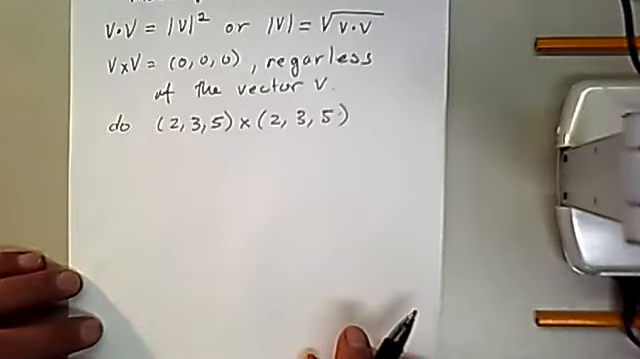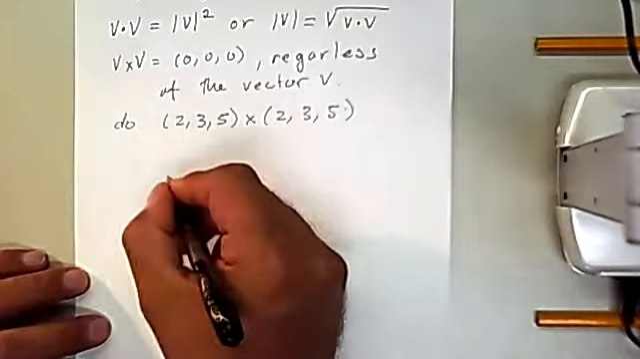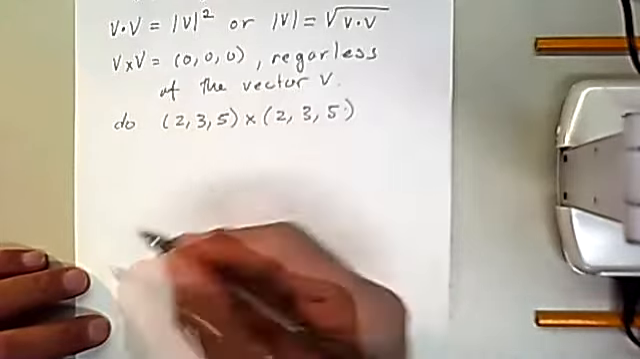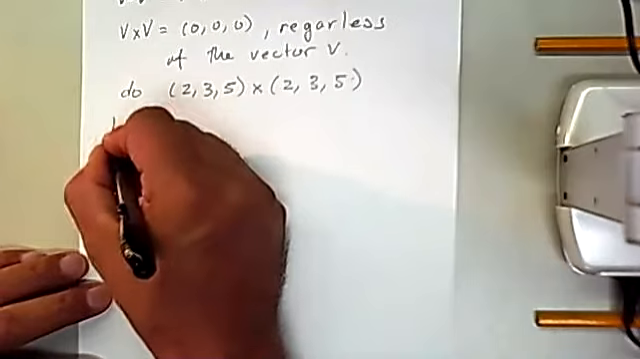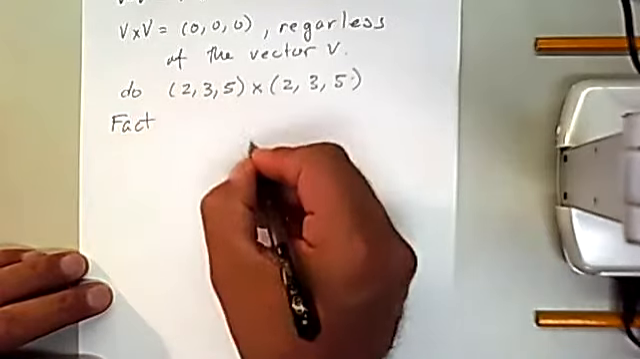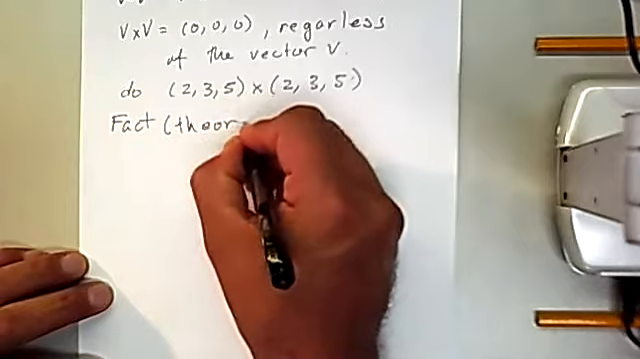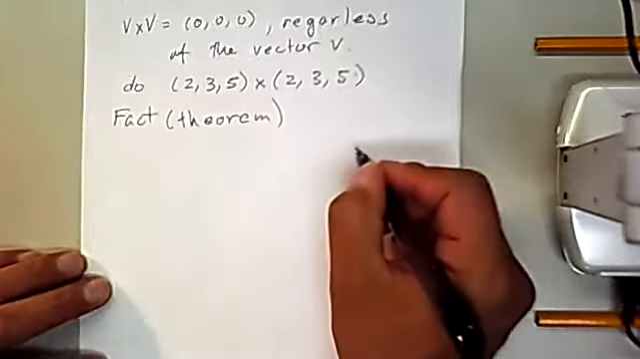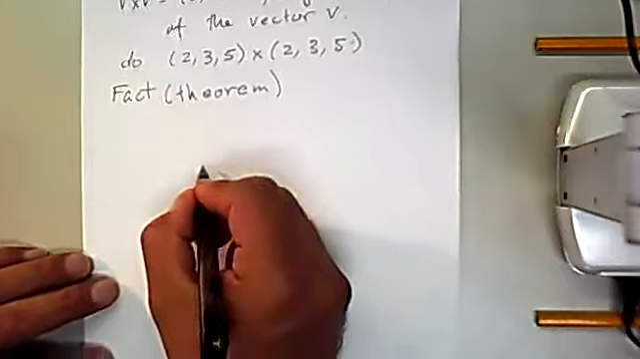Another property of the cross product is that the result of the cross product will be perpendicular to the first two vectors. Let me show you this. So this is a fact. Oftentimes we call that a theorem because it has been proven. So let me draw a picture very quickly.